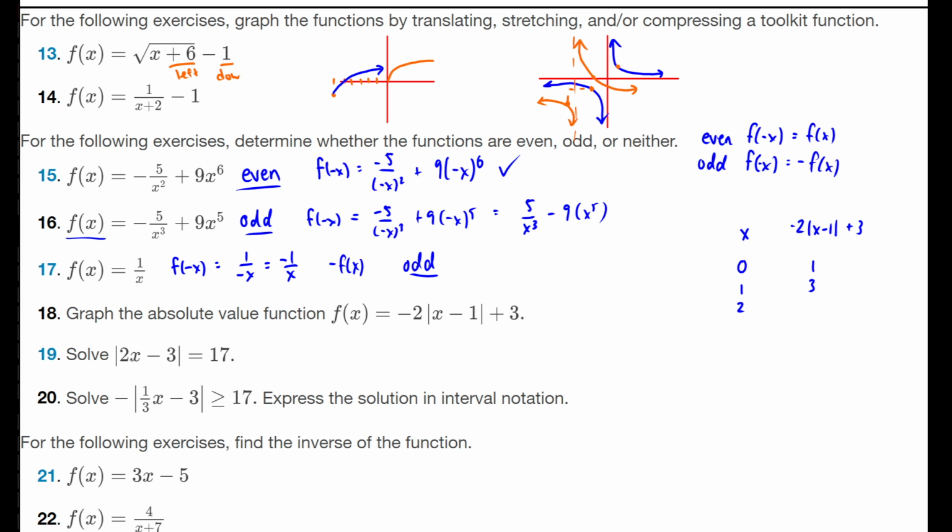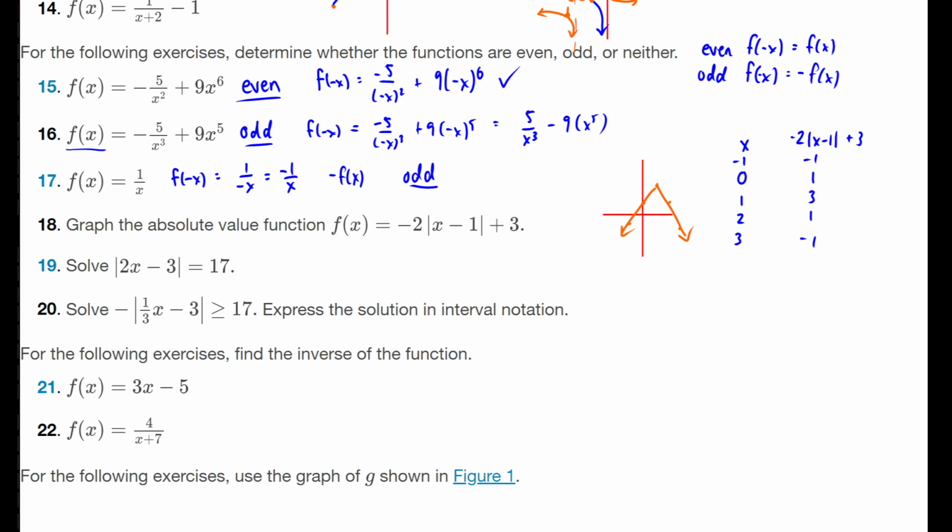If we put in 2 for x, we're going to get negative 2 times 1, which is negative 2 plus 3, which is 1. If we put in 3, we're going to get negative 2 times 2, which is negative 4 plus 3, which is negative 1. If we put in negative 1, we're going to get negative 2 times 2, which is negative 4 plus 3, which is negative 1. So if we were to graph this function, we can put in some labels here. Get 1 here, 3 would be there, and we're going to get a graph that looks a little bit like this.